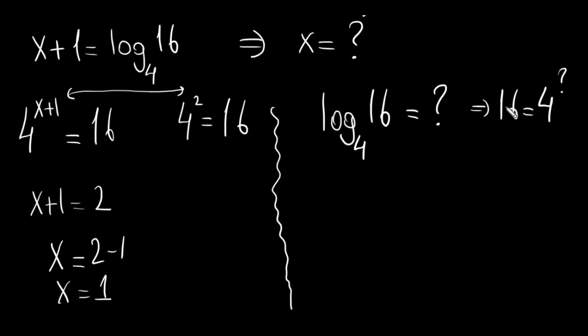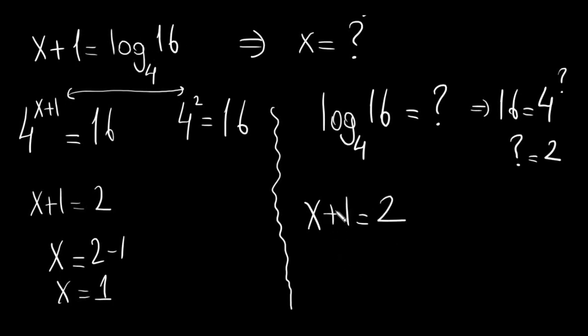I know that 4 to the power of 2 is 16 because when I multiply 4 by itself twice, I will get 16. 4 times 4 is 16, so the question mark right over here is 2. So that means log base 4 of 16 is going to be 2, right? So that means x plus 1 is equal to log base 4 of 16, which is 2. I'm going to write 2.